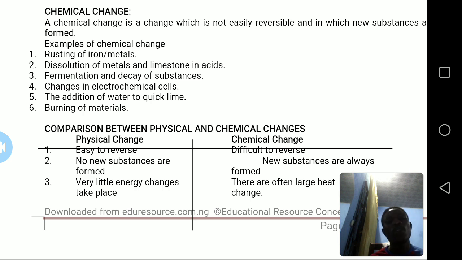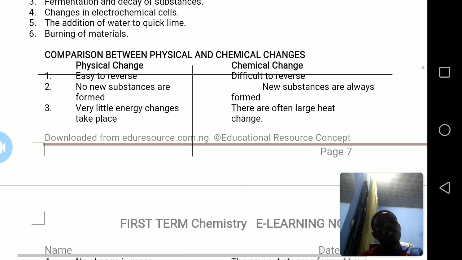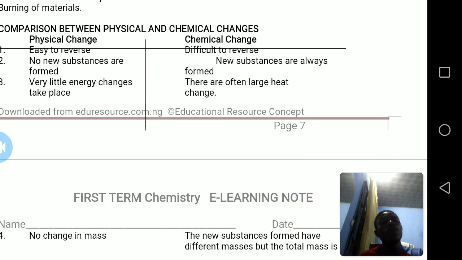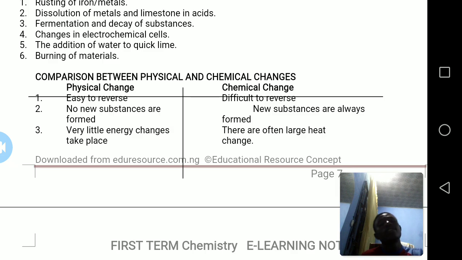We look at addition of water to quick lime, and we look at burning of materials. Now let's look at the comparison differences between physical change and chemical change. Number one, physical change is easy to reverse, and chemical change is difficult to reverse.